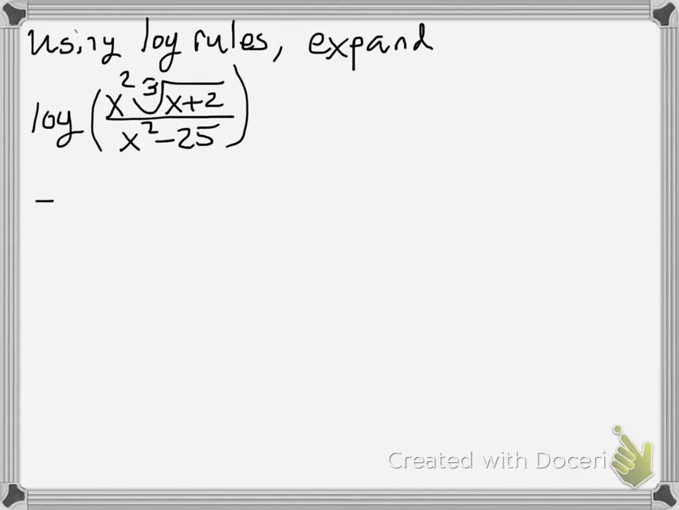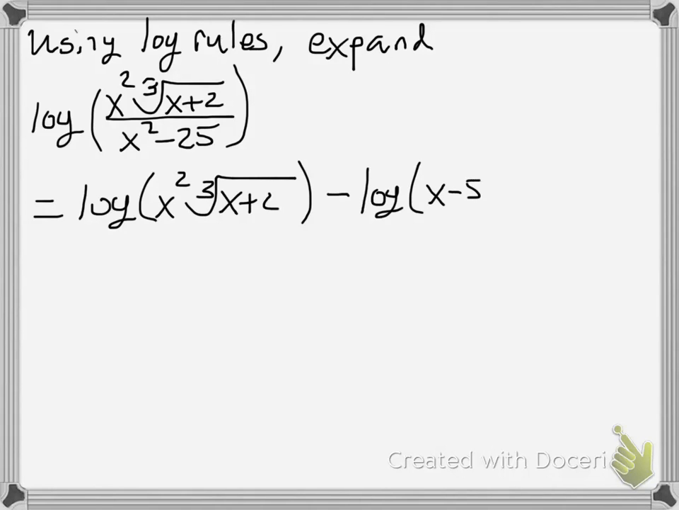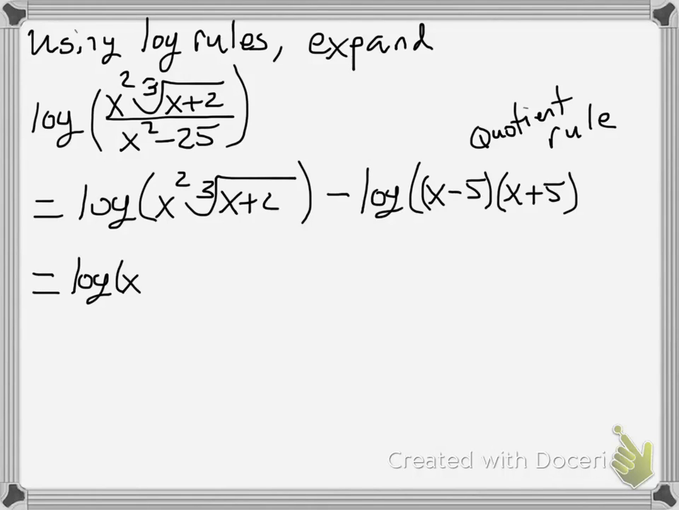What's going to happen here first is we're going to use the quotient rule, and we're going to break that up into log of x squared times the cube root of x plus 2 minus log of x minus 5, x plus 5. We're going to go ahead and factor that difference of squares in the denominator there. So here we go, log of x squared times the cube root of x plus 2, and then minus log of x minus 5, x plus 5, and that's using the quotient rule.